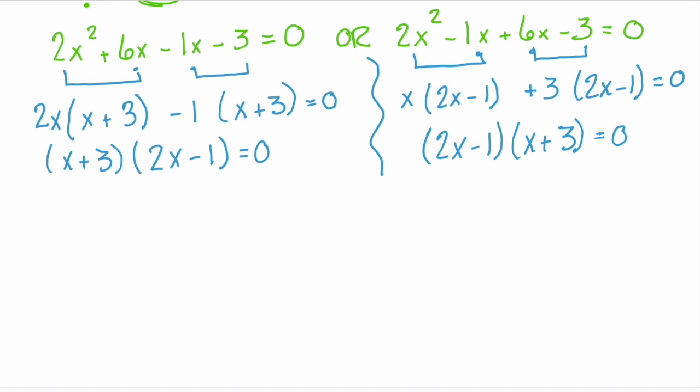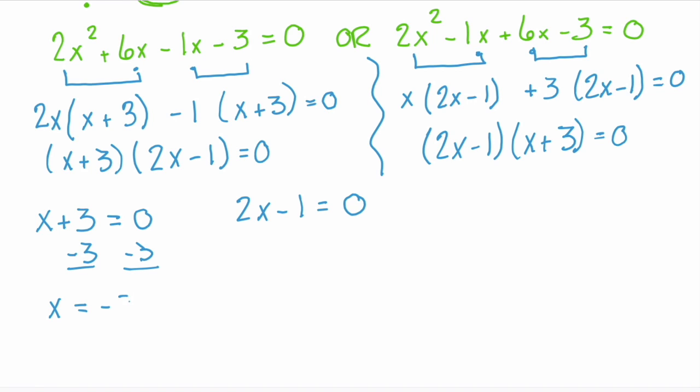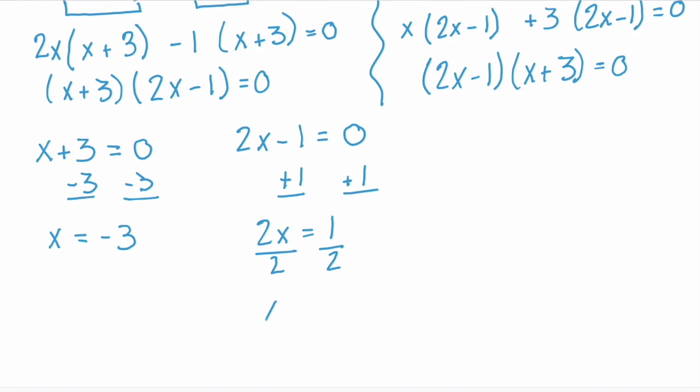Now our last step here is to solve and use the zero product property. x plus 3 equals 0, or 2x minus 1 equals 0. Solving the first one, we need to isolate x, so subtract 3 from both sides, and we get that x equals negative 3. And for the second one, we need to add 1 to both sides, and that gives us 2x equals 1, and divide by 2 so that we have x all alone, and we have x equals 1/2.